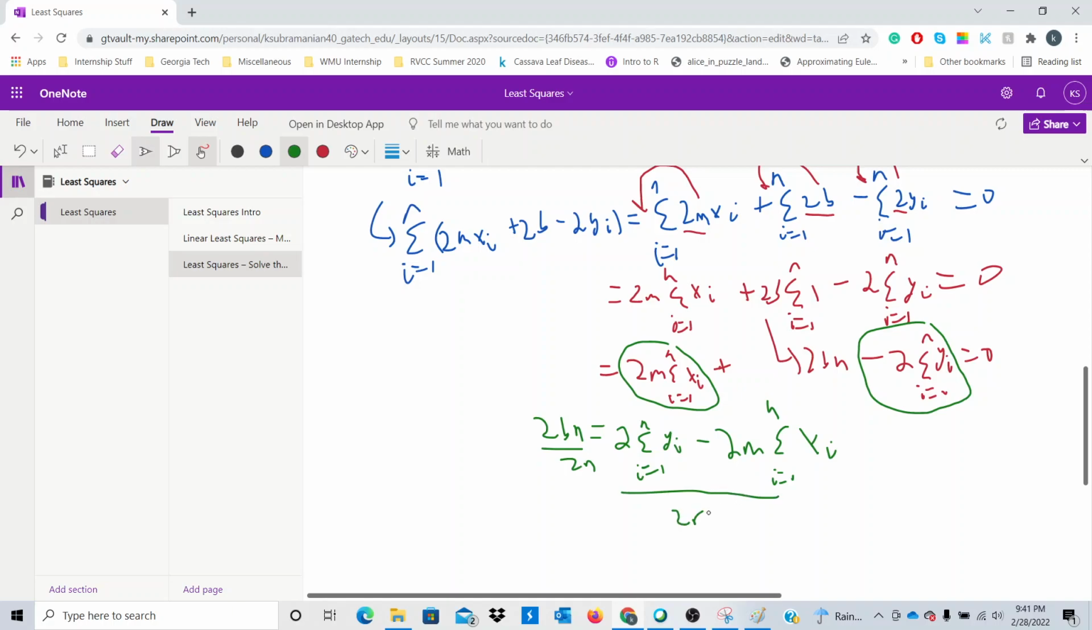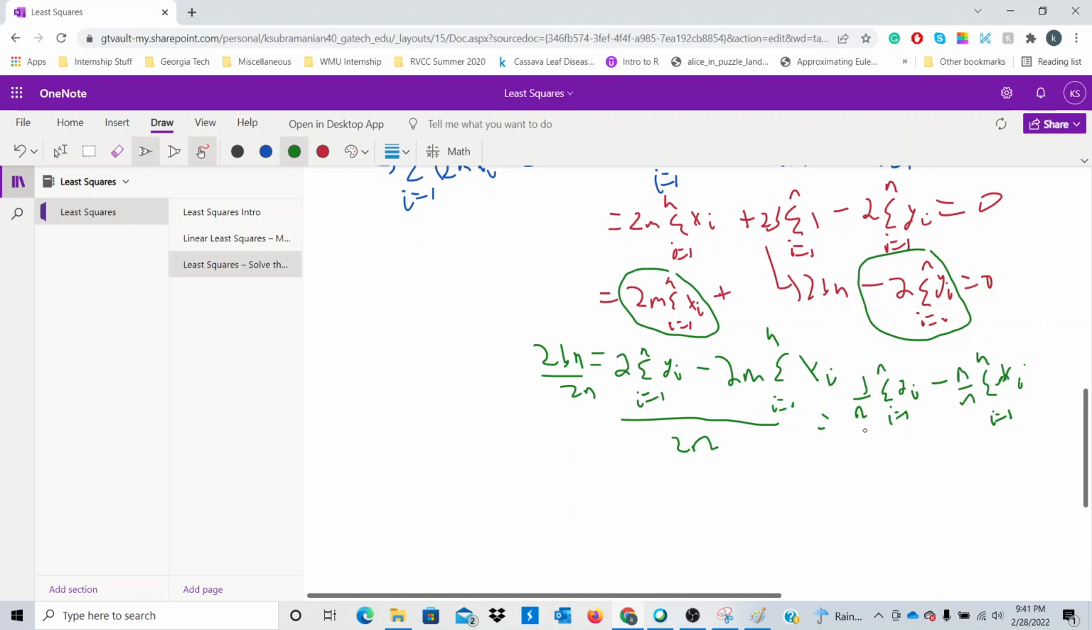And what will that give us? Well, that will give us 1 over n times the summation from i equals 1 to n of y sub i, minus m over n times the summation from i equals 1 to n of x sub i. We're almost done with solving for b. We still need to recognize one more pattern.